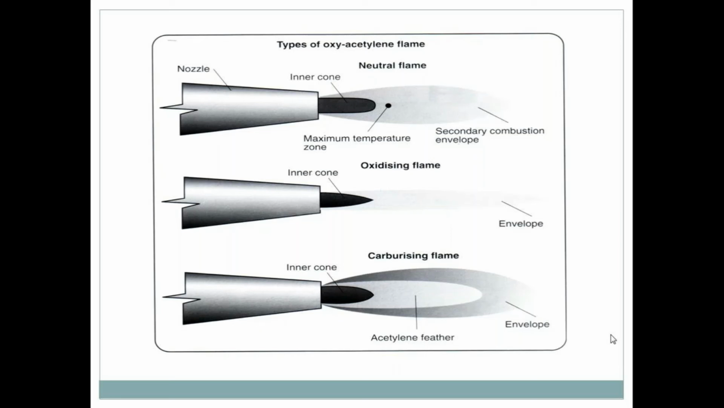So, will you remember this? But clearly see the difference in the inner cone. According to our work, this type of inner cone is required, and for it this type of mixing will be required. If you want an oxidizing flame, more oxygen supply will be provided. If a carburizing flame is required, more acetylene will be required. Clear, everybody? Yes, sir.